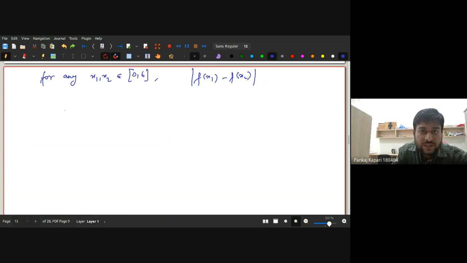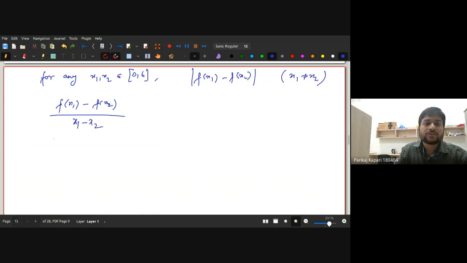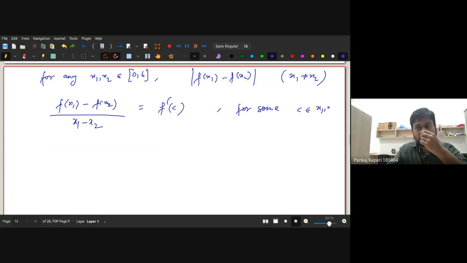So okay, mean value theorem says that for any x1 comma x2 in this interval, f of x1 minus f of x2 divided by x1 minus x2 — notice that we are taking x1 not equal to x2, otherwise the difference will be 0, so there's no point in that — this quotient must be the derivative of the function at some point, right? Let's call it c, for some point c inside this x1 comma x2 interval.